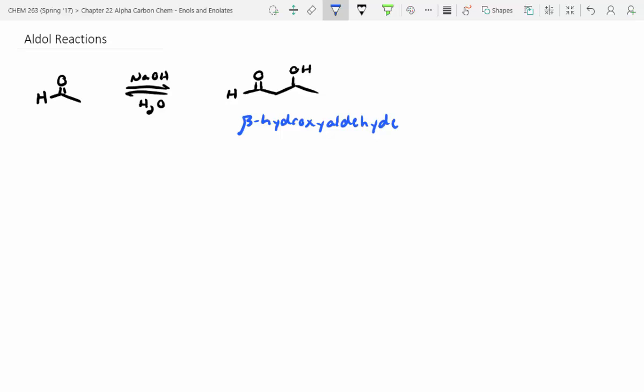This sort of reaction is way more common with aldehydes than ketones. Does anybody know why? More reactive. Yeah, aldehydes are a lot more electrophilic. So you can do these with ketones, but the equilibrium tends to favor the starting material side and not the beta hydroxyketone side. However, with aldehydes, you get a lot more of that desired product. All right, so let's take a look at the mechanism.